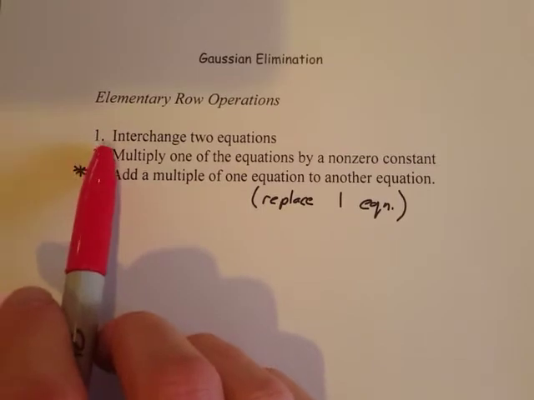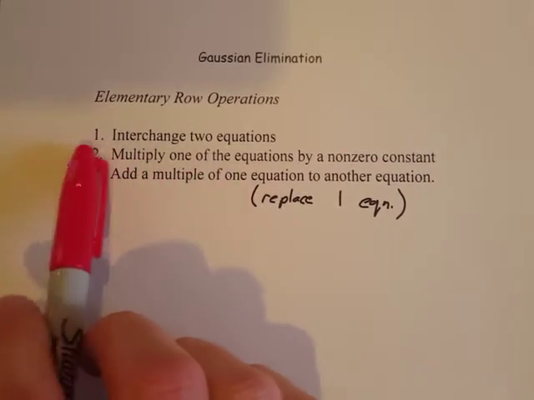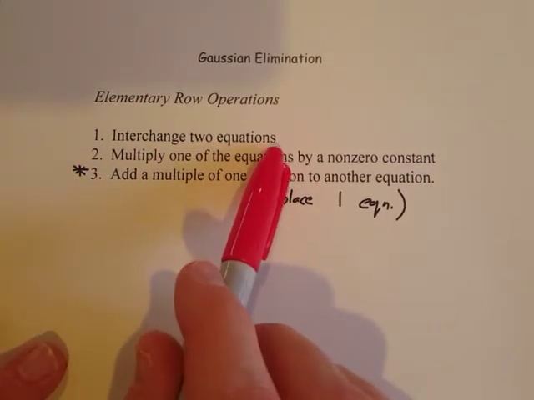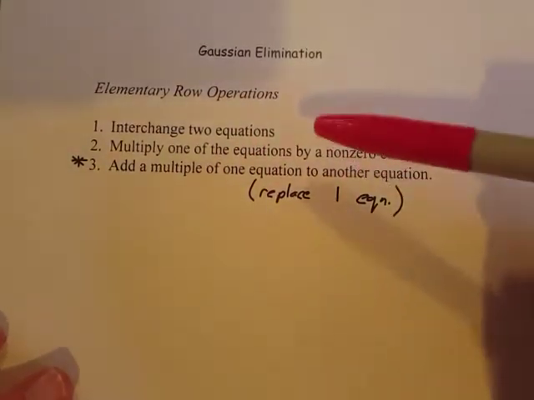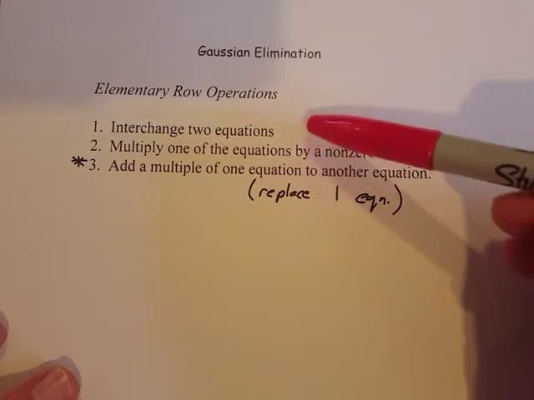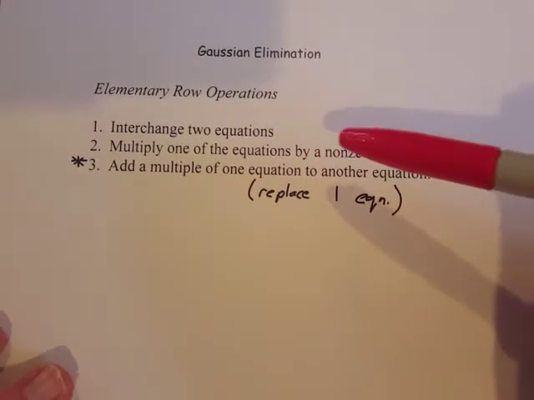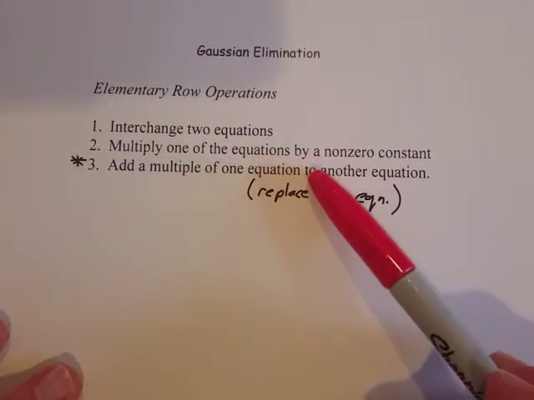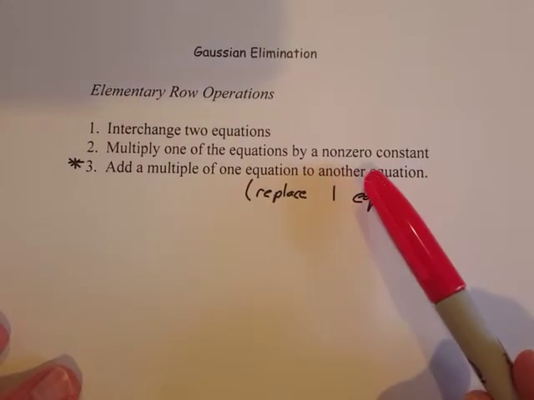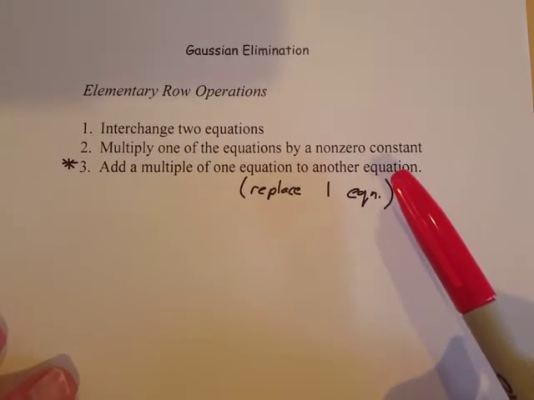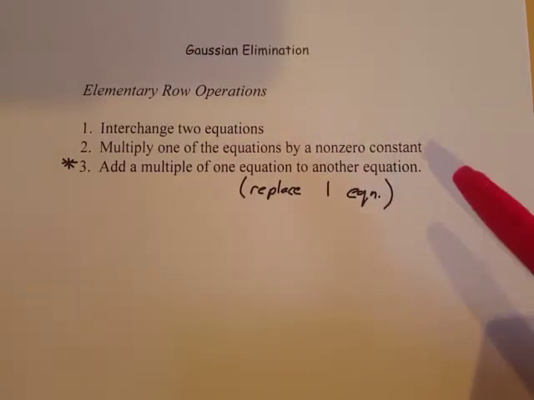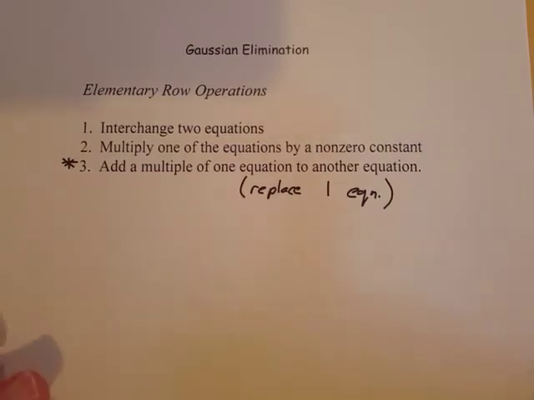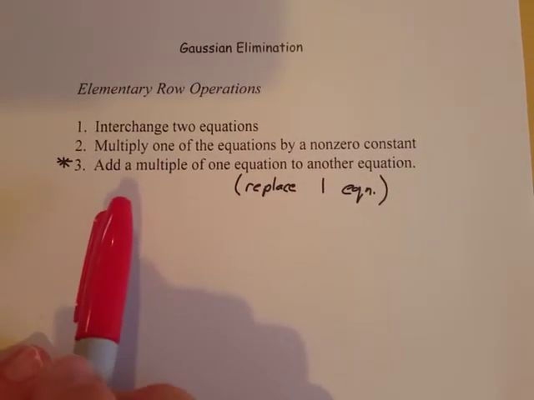We won't always use every one in every problem, but number one is to interchange two equations, meaning that if I've got two equations, I can flip them around. If I had one in row 1 and one in row 2, I could just simply change their positions. Second possibility is to multiply one of the equations by a non-zero constant. That means I could multiply it by 2, or I could even divide by 2. As long as I do the same thing to the entire equation, then it's still the same equation. That's just a concept that we've known about for a really long time.